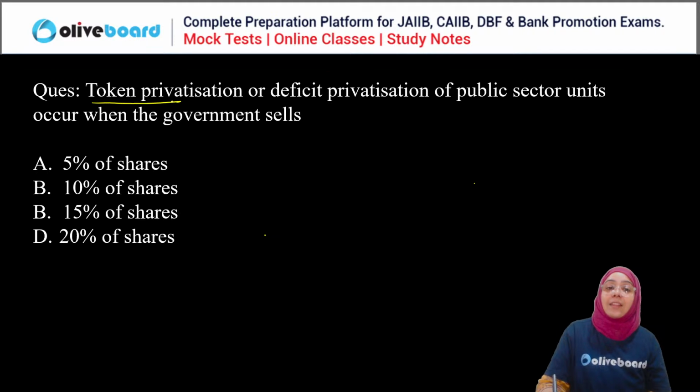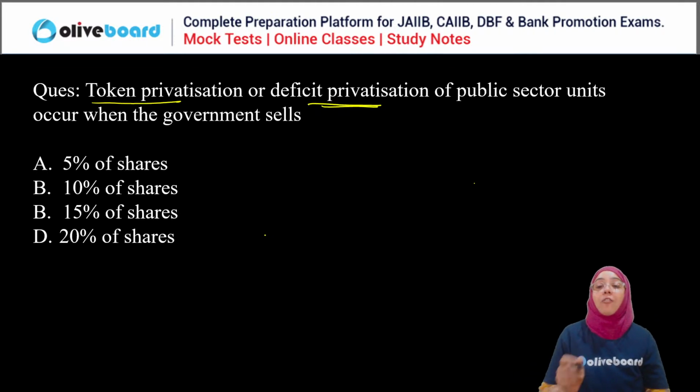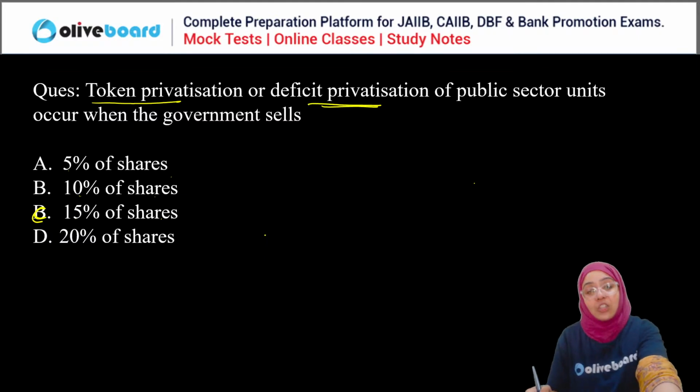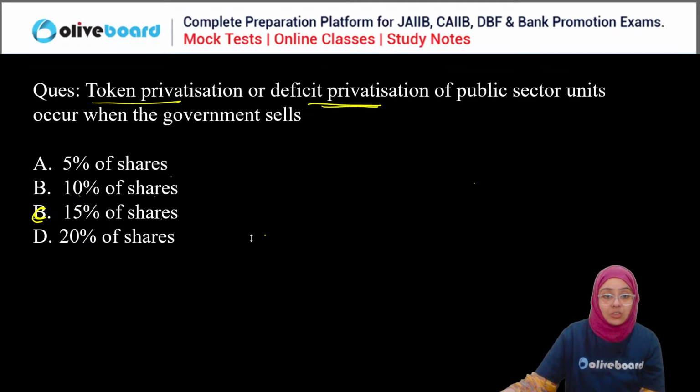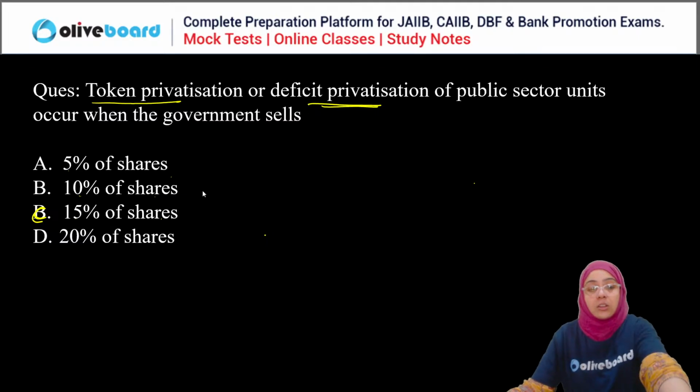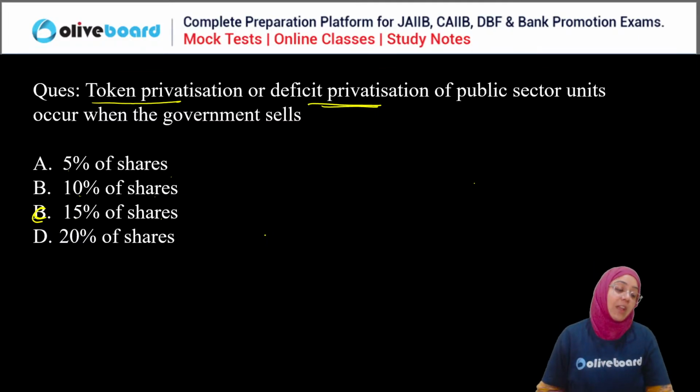Token privatization or deficit privatization of a public sector unit occurs when the government sells 5% of its share, 10% of its share, 15% of its share, or 20% of its share. Token privatization. See, I am telling about token privatization. So the correct answer is what? Token privatization.